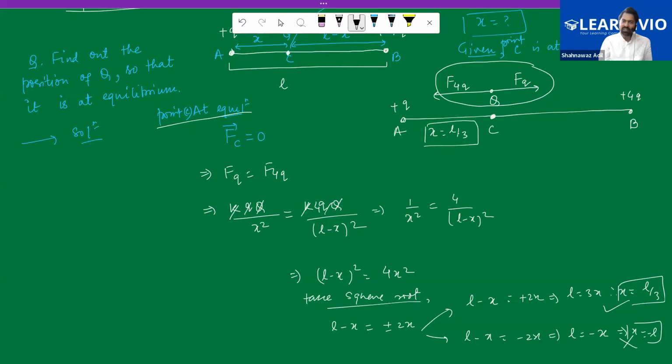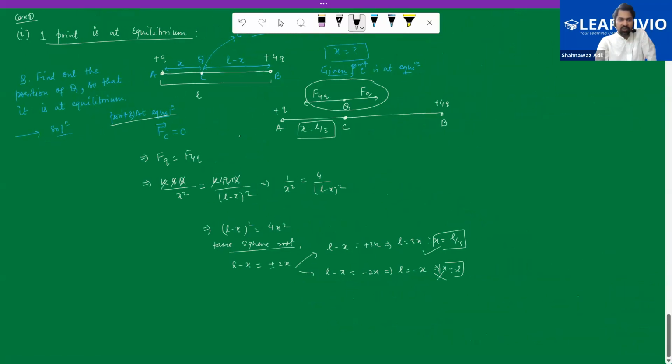We have to place the charge here so that this point is at equilibrium. Okay, is this point clear? Yes, sir. So this is about equilibrium at one point.